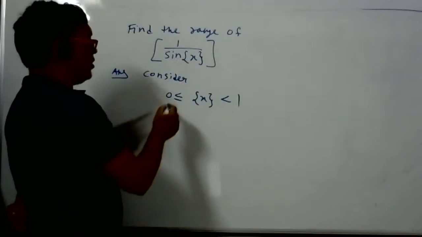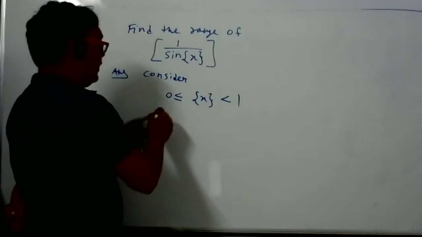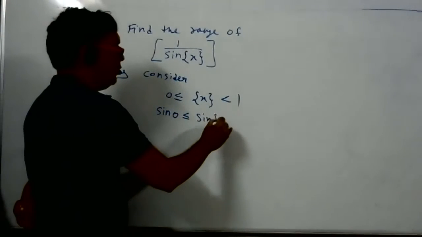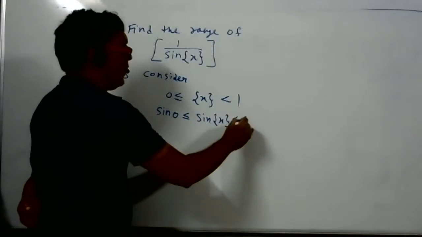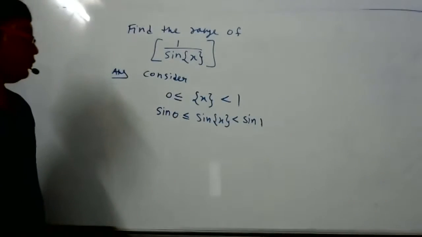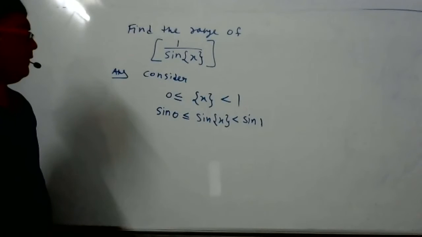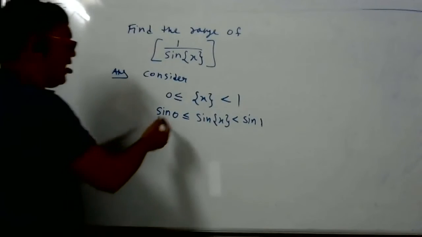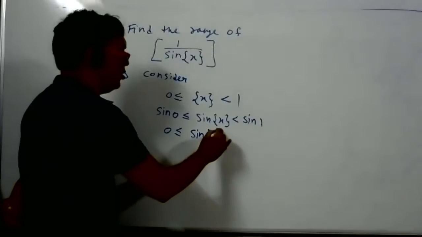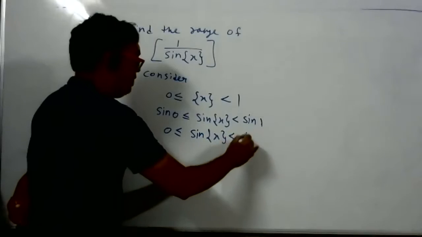No doubt. See, now we don't have the fractional part, we have the sine of the fractional part. Apply sine now. Sine 0 is less than or equal to the sine of the fractional part, which is less than sine 1. 1 means 1 radian. Till here, who has doubt? Apply sine. Sine 0 is 0. So 0 is less than or equal to sine of the fractional part, less than sine 1. Sine 1 we don't know.